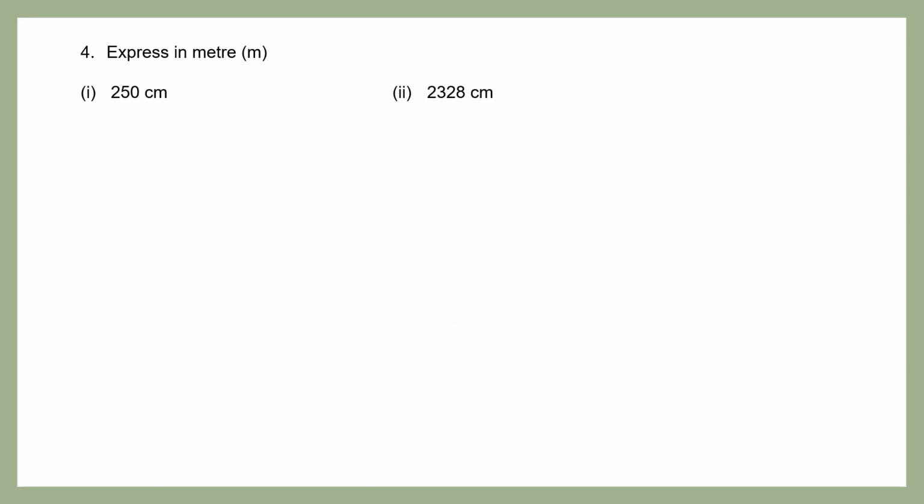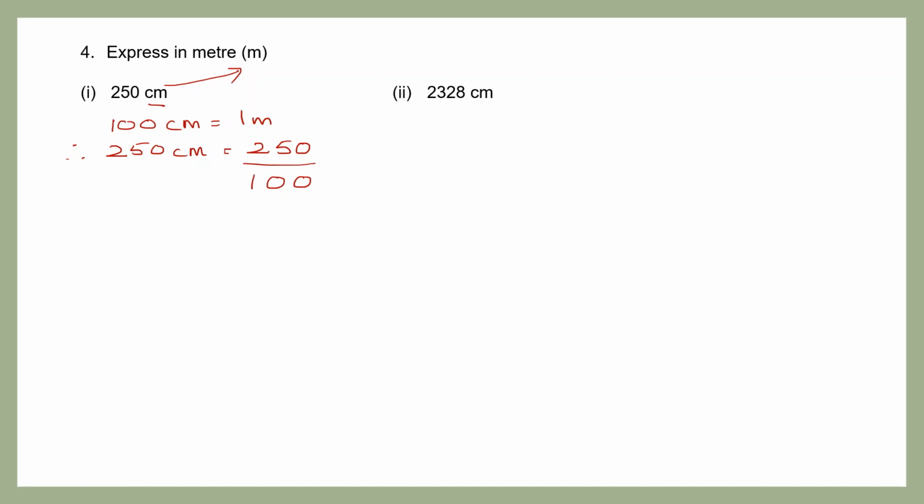This time we have to express in meters. So what is given to us? Centimeters is given to us. Centimeters to meters. Now how many centimeters make a meter? 100, isn't it? 100 centimeters make 1 meter. So therefore, 250 centimeters, how many meters will it make? Let's find out. 250 divided by 100. Now when do we divide? When you convert centimeter to meter, you divide. If it's the other way, meter to centimeter, it's multiplication. So let's do this division.